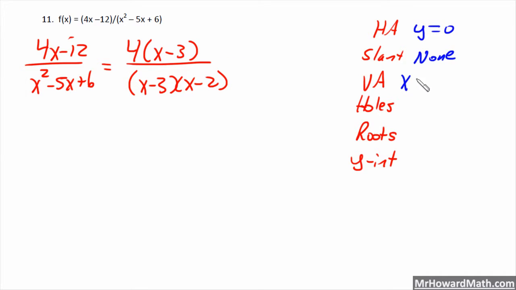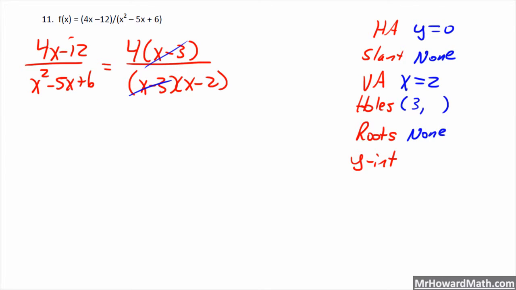Vertical asymptotes come from factors in the denominator that do not cancel, so that would be this factor right here. So we have a vertical asymptote at x equals 2 coming from that factor. Holes come from factors that cancel between numerator and denominator, so that would be that one there. So there's a hole at 3 comma, and we'll get the y value in just a moment. Roots come from factors in the numerator that didn't cancel. There are none, so no roots. This will not cross the x-axis.